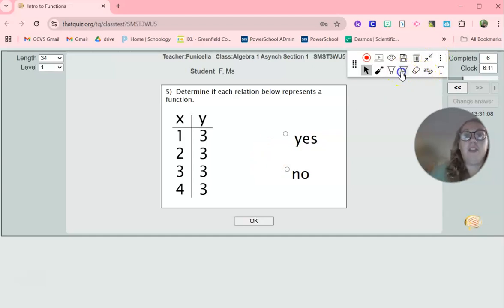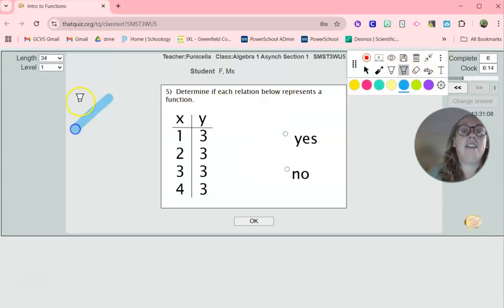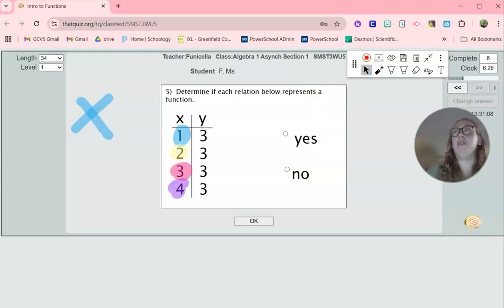Is this a function? So again, we're looking at the x values. That's what tells us. If we have a repeated x value, that's bad. Here we have a 1, then we have a 2, then we have a 3, and then we have a 4. Those are all different. So this is totally fine. This is a function. We can hit yes. It passed our test.